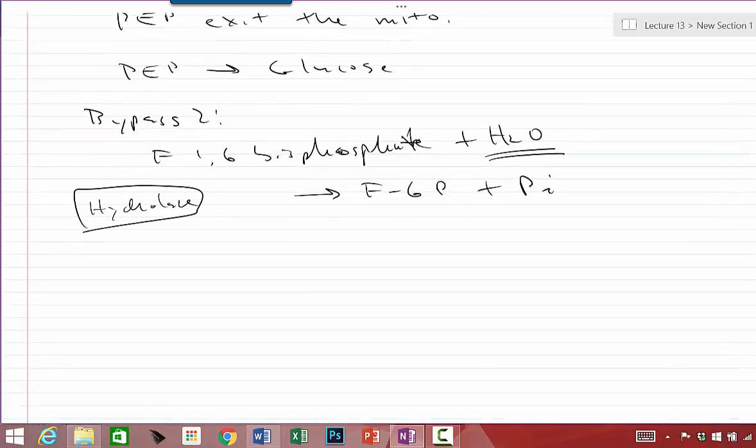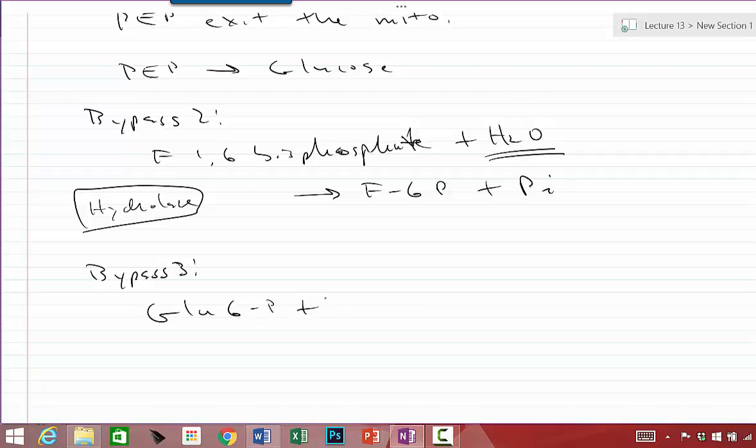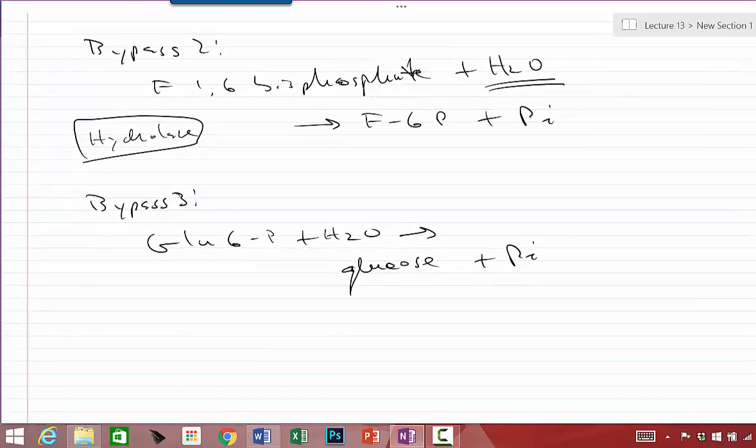Okay. Bypass number 3, we have glucose 6-phosphate plus water is going to go to glucose plus inorganic phosphate. We want to guess what class of enzymes would carry this out. Hydrolase, very good. So this is another hydrolase. And then finally we end up with glucose. Okay.